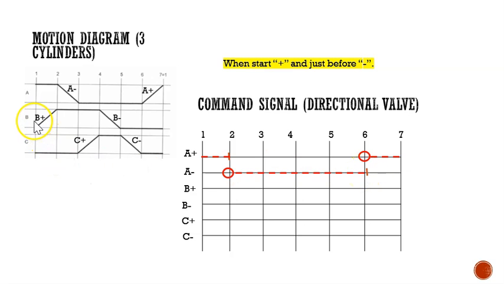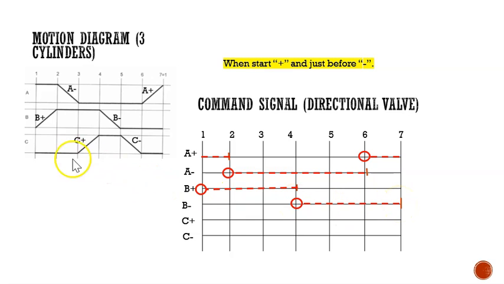For B plus, we start with 1 and stop at 4. So put the dash there and continue the line. Then B minus will complement the diagram here. B minus will start here and end here.